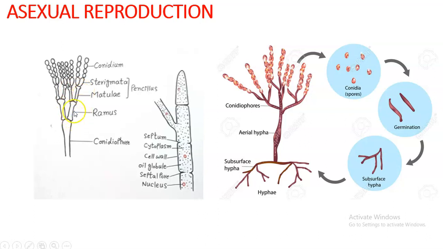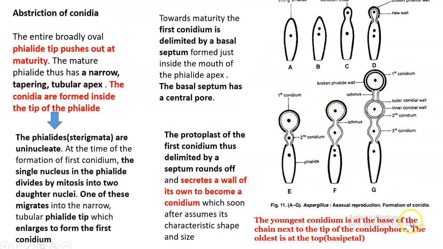On the top of each ramus, there will be 2 medullae. Then at the tip of the medullae, you can see sterigmata or phialid, which are flask-shaped cells. On the tip of the phialid, you can see conidium, which is arising in chains. How this conidium is arising, we have seen in yesterday's Aspergillus, same procedure, but I will show you again.